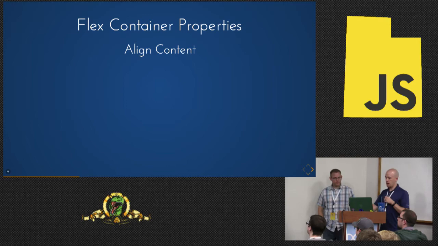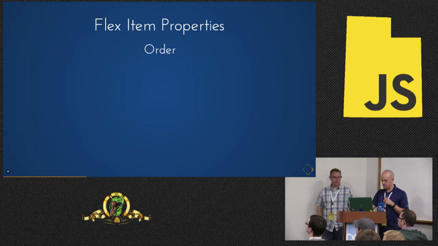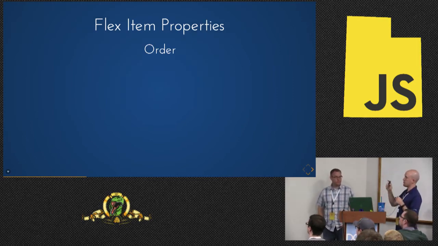We have also align content. Align content is basically the same thing as align items, except that it affects multi-line containers. So if you have set the wrap property to wrap, and it becomes a multi-line container, then align content will take over and be the one aligning that. And it's a little bit different than align items, and if we have a little bit of time and the internet comes back, I will show you guys some examples of that.